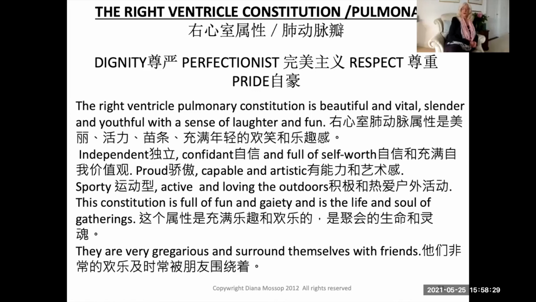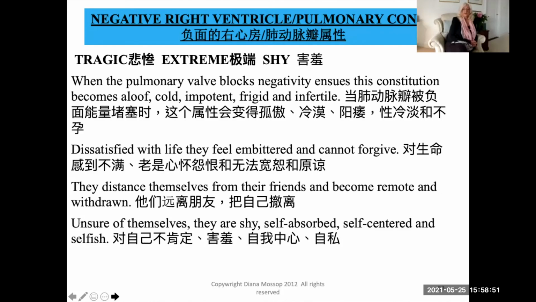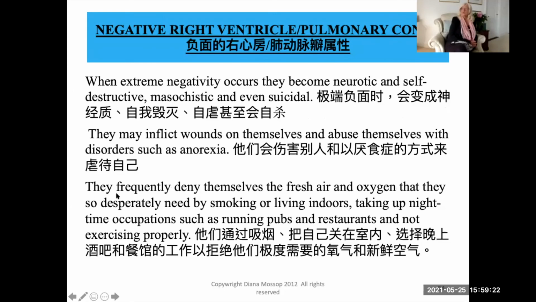So they look diminished, shy, lack of self-worth, lack of confidence, and often lonely, extremely lonely. So when this constitution is blocked, they become incredibly negative, aloof, cold, impotent, frigid, infertile. They cannot forgive. Dissatisfied with life, they feel very embittered and cannot forgive. They distance themselves from their friends, become remote and withdrawn. Unsure of themselves, they are shy, self-absorbed, self-centered, and incredibly selfish, and almost narcissistic.